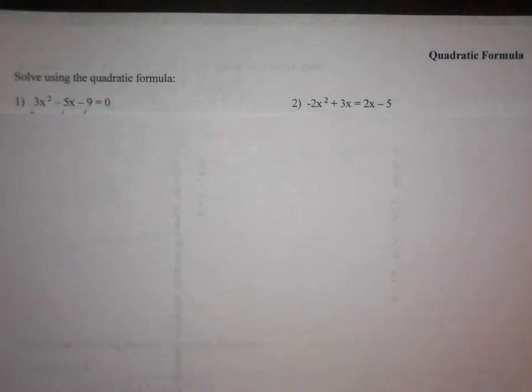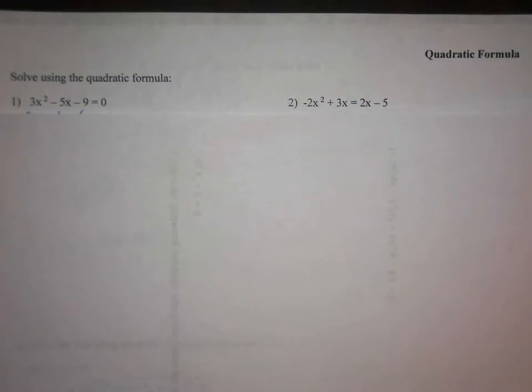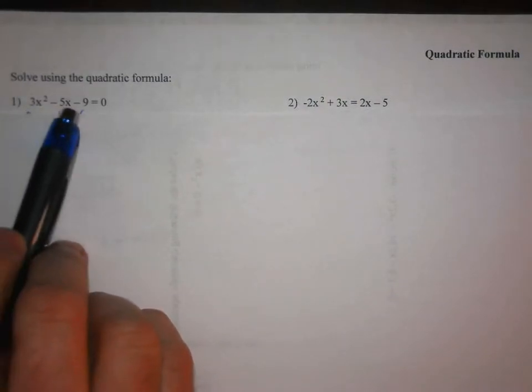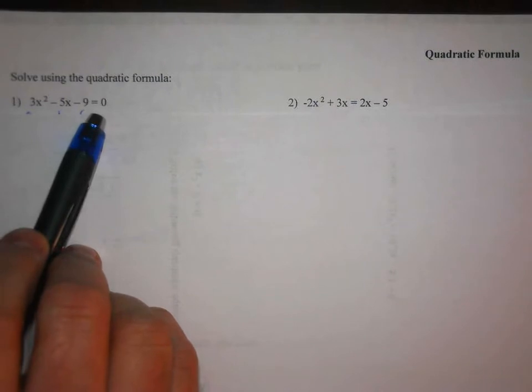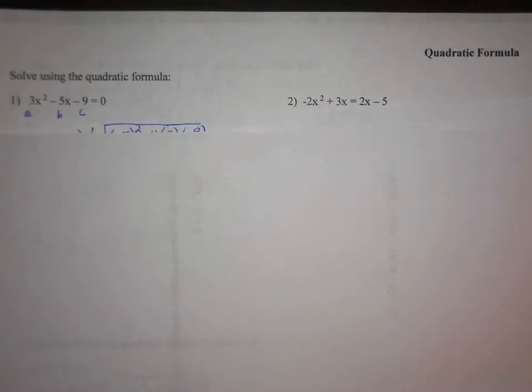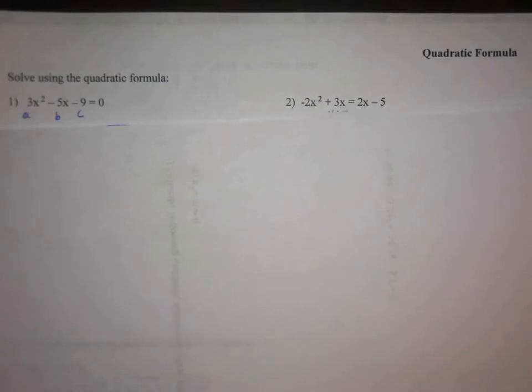So here we'll look at the quadratic formula. And in number 1, we have 3x squared minus 5x minus 9 equals 0. So it is in the correct form of ax squared plus bx plus c equals 0. So that's important. We find the values for a, b, and c. So a is 3, b is negative 5, and c is negative 9. And then you substitute them into the formula.